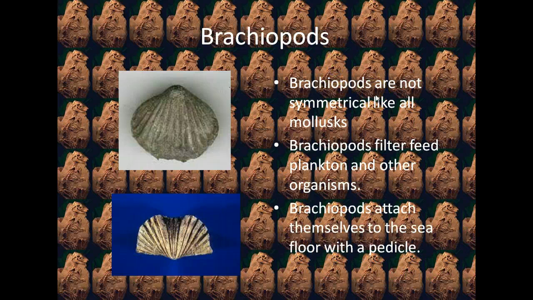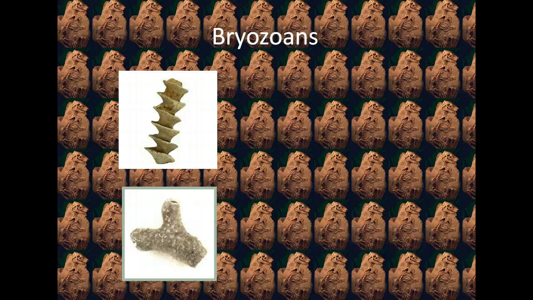And when they're filter feeding, a long, stocky little stalk thing will come through a hole in their shell and attach to the sea floor, and then they'll just filter feed from there. The third group is bryozoans. Now, we're going to talk about the picture on the bottom.